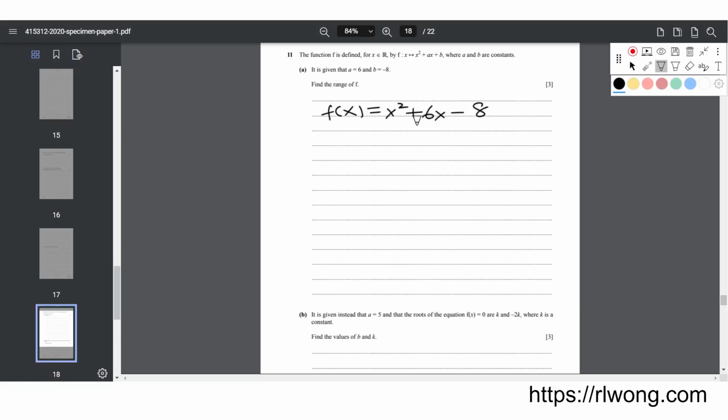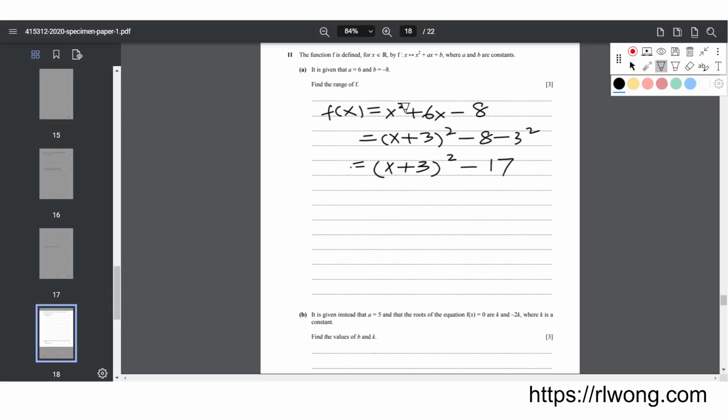And to find the range of a quadratic function, we will need to complete the square. So I'll get (x plus 3) squared minus 8 minus this value here, which is 3 squared, right? Okay. So I have (x plus 3) squared minus 17. Okay. So next, now that I've completed the square, I'll be able to find the minimum point.